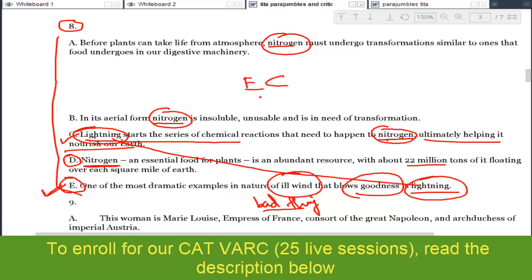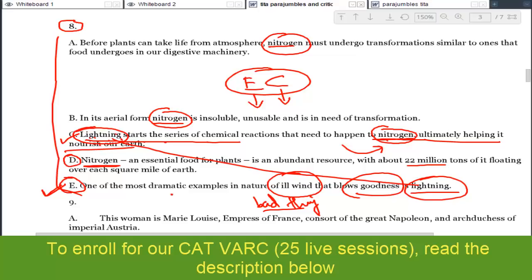Because in E, I have said that lightning is a bad thing that blows goodness. And in that statement C, I am describing how that goodness is. Correct? So definitely EC is a pair. Now when I have started with C, gradually from the idea of lightning, I have moved toward the idea of nitrogen. I have said that lightning starts a series of chemical reactions that need to happen to nitrogen, ultimately helping it nourish the earth. Now the word nitrogen has been introduced.